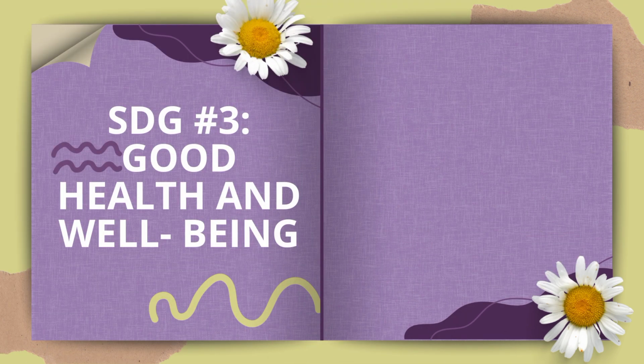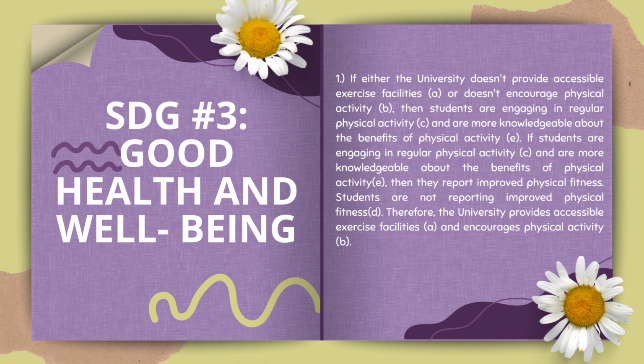SDG number 3, good health and well-being. Here's the statement. If either the university doesn't provide accessible exercise facilities or doesn't encourage physical activity, then students are engaging in regular physical activity and are more knowledgeable about the benefits of physical activity. If students are engaging in regular physical activity and are more knowledgeable about the benefits of physical activity, then they report improved physical fitness. Students are not reporting improved physical fitness. Therefore, the university provides accessible exercise facilities and encourages physical activity.